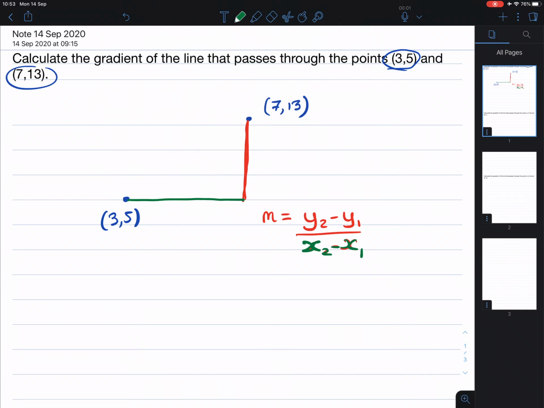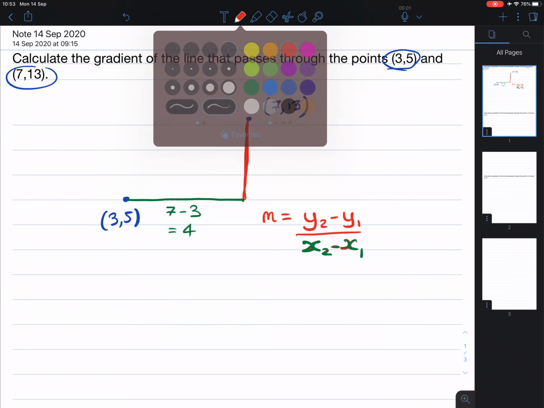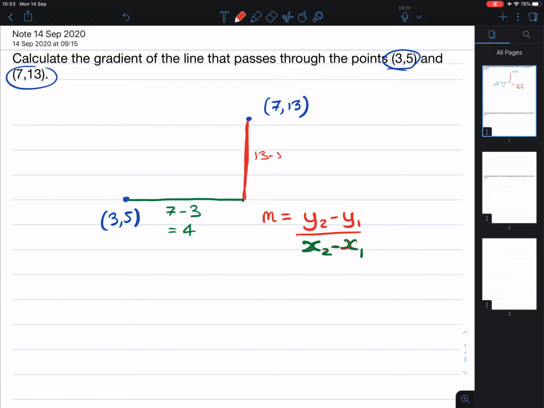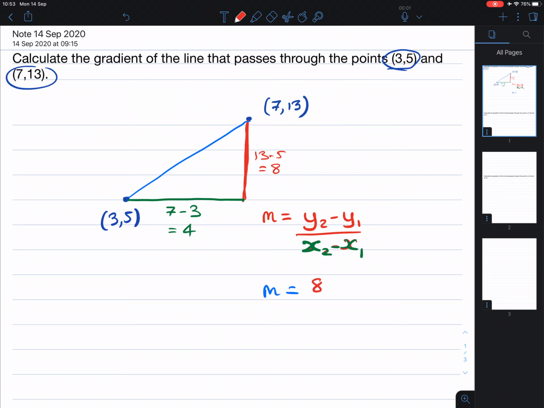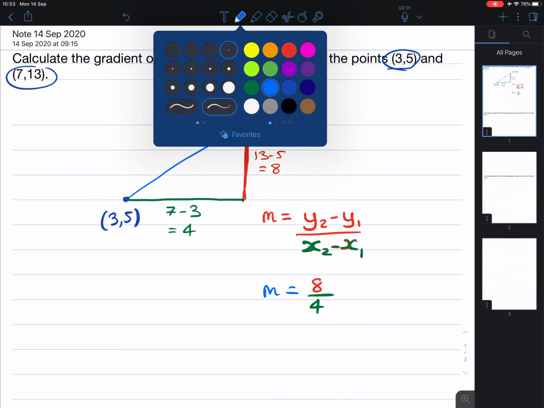So in this case, you have 7 minus 3 for the difference between the x's to give us 4. And for the height, we have 13 minus 5, giving us 8. And then we take the rise over the run, so we're going to have 8 over 4. And from there, we end up with our gradient as being 2.